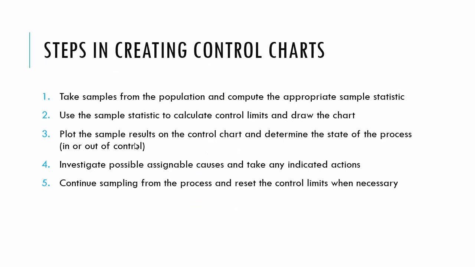There are 5 steps for creating and using control charts. First, take samples from the population and compute the appropriate sample statistic. A lot of times this will be the mean. Second, use the sample statistic to calculate the control limits and draw the chart. Third, plot the sample results on the control chart and determine the state of the process. In other words, are we in or out of control? Fourth, investigate the possible assignable causes and take any indicated actions. And fifth, continue sampling from the process and reset the control limits when necessary. For this class, we are going to focus on the first 3 steps.